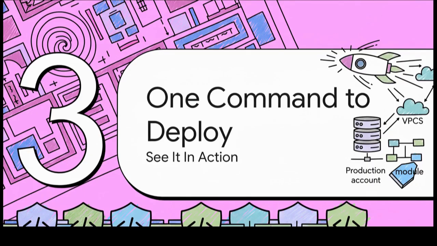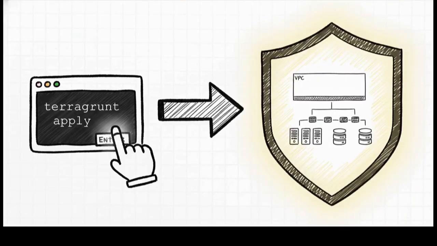Okay, so we've laid out the blueprint. We've coded all our amazing guardrails. Now for the payoff. Let's see all this in action and deploy our secure VPC into the production account. And this is it. Seriously. You just cd into the directory for what you want to deploy, our VPC in production, and you run one command, terragrunt apply. That's it. That's the whole thing. One command to safely roll out your hardened, fully compliant infrastructure.